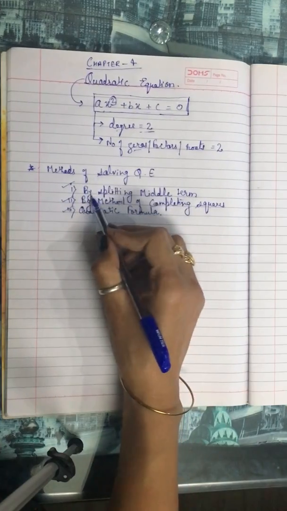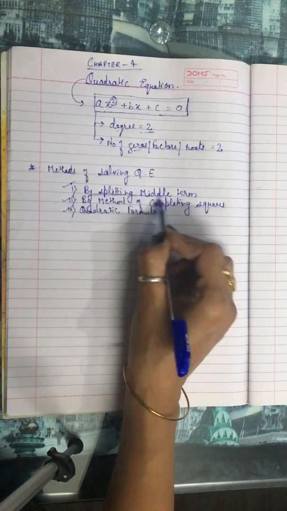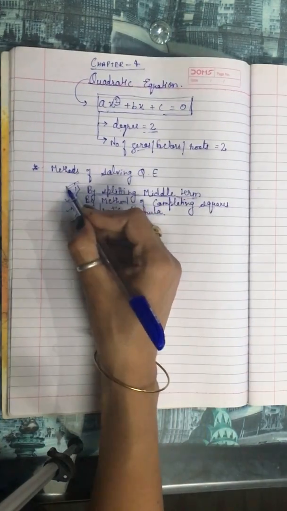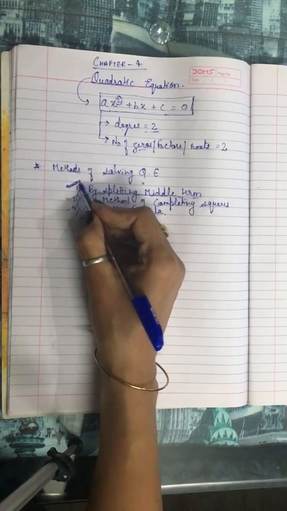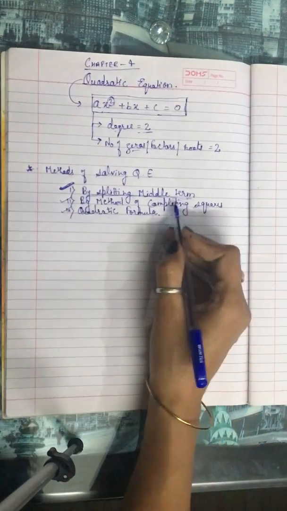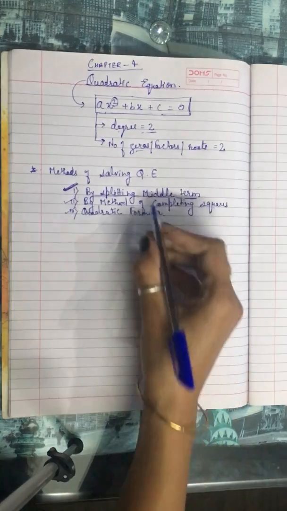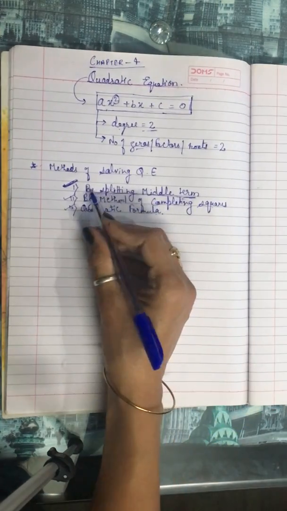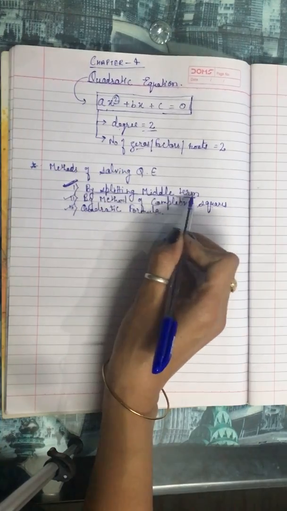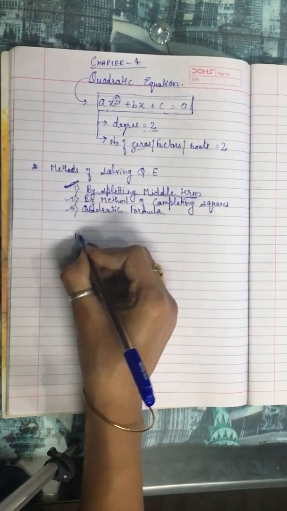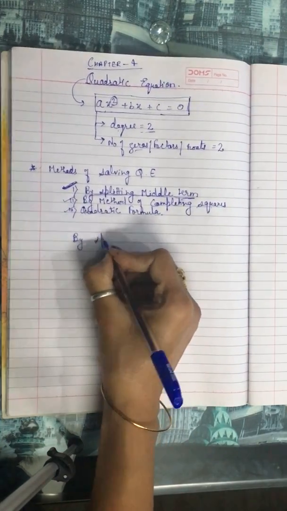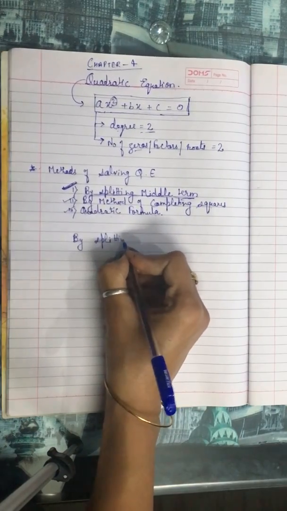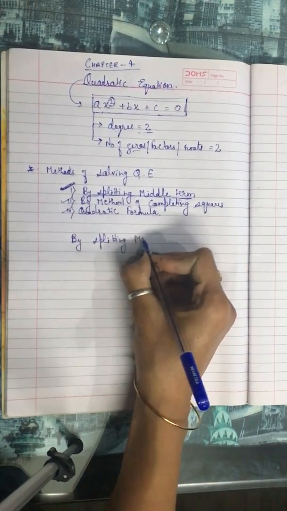From these three methods, method number 1, splitting the middle term, was already explained in class 9th in chapter number 2. So we will revise this method again. Let's start with this method, by splitting the middle term. Put the heading: splitting middle term.